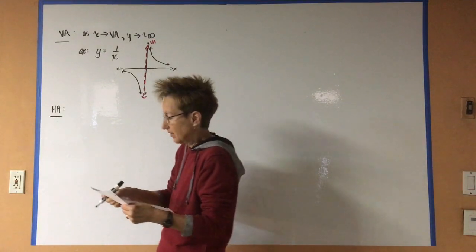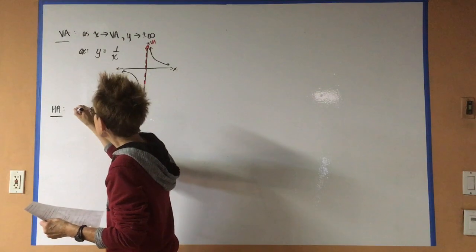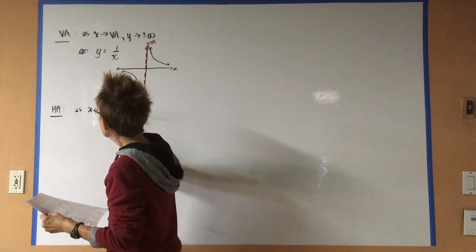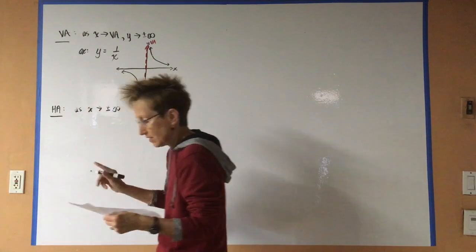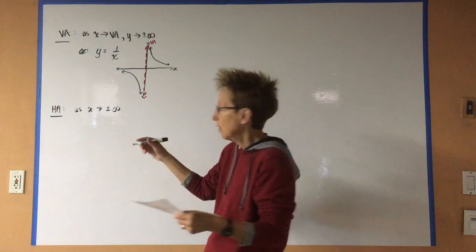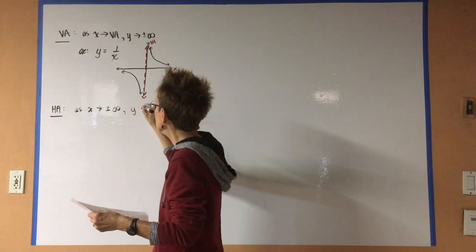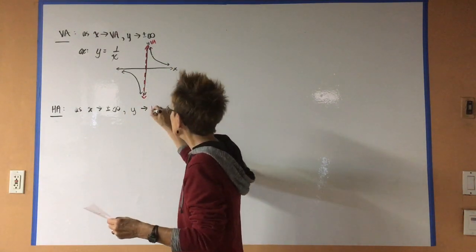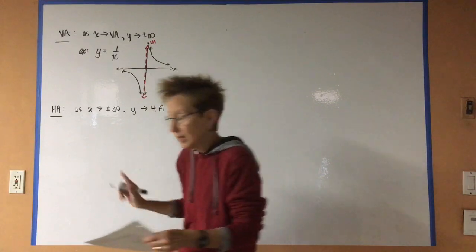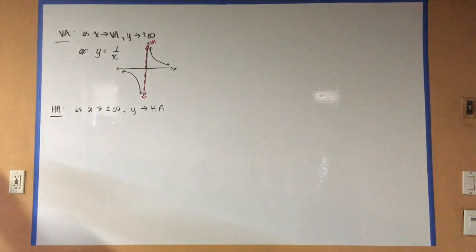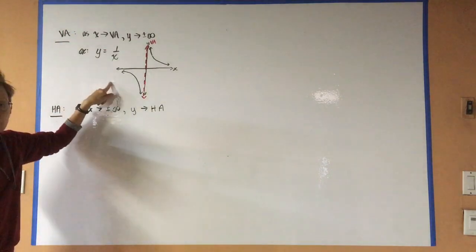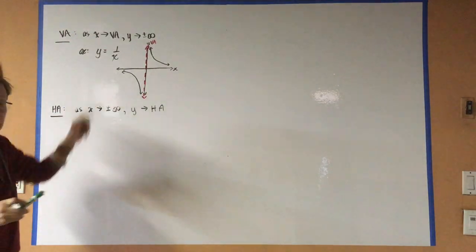And notice I said that as x approaches positive or negative infinity, so as we let x get really large or really small, then the y value will actually approach that horizontal asymptote. So visually, again, y equals 1 over x is a great example to see a horizontal asymptote.